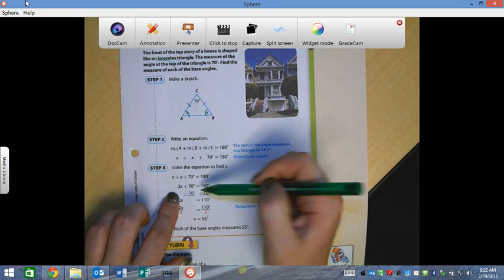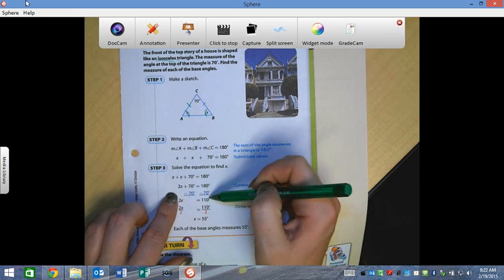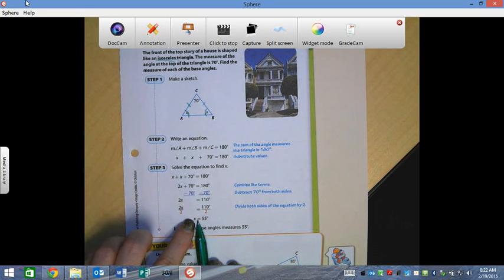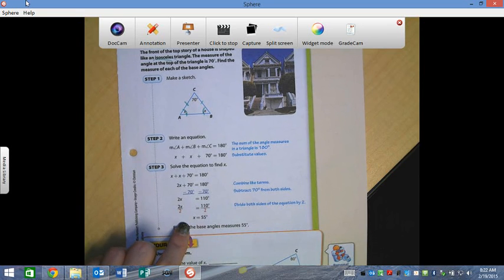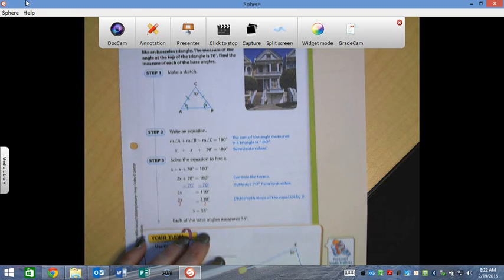So, based on my equation solving, I know I'm going to subtract 70 from both sides. So, then I get 2x equals 110 degrees. And then I will divide both sides by 2 so that I can isolate my variable, meaning getting my x by itself. And so then x equals 55 degrees. So each of the base angles in this situation equals 55 degrees.